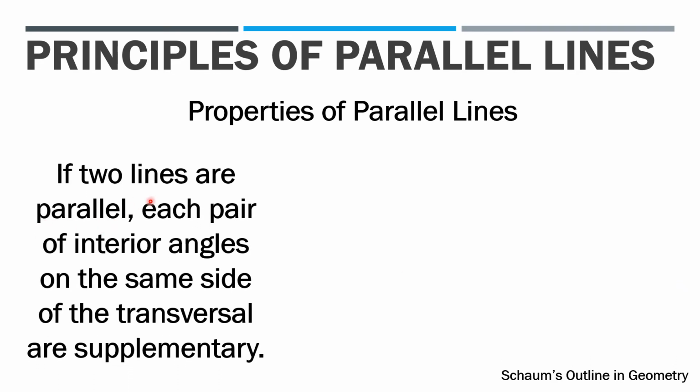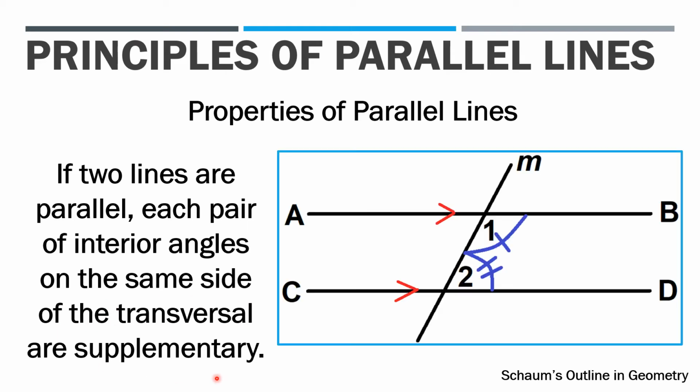If two lines are parallel, each pair of interior angles on the same side of the transversal are supplementary. In the illustration, since line segments AB and CD are parallel, then we can say that angles 1 and 2 are supplementary angles, or their sum is 180 degrees.